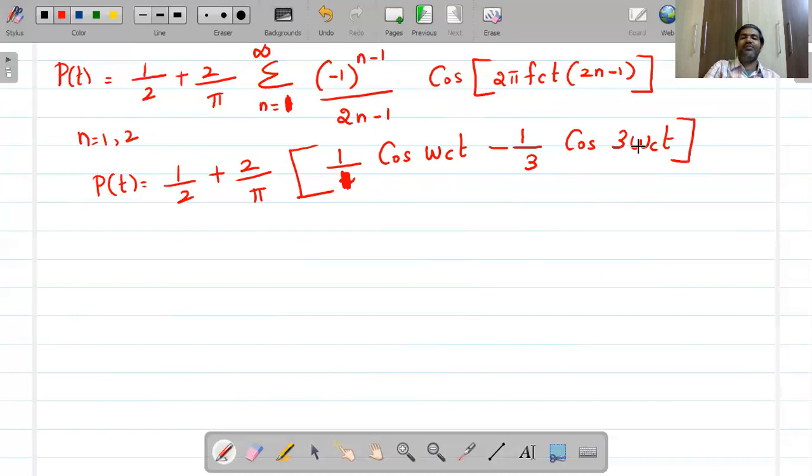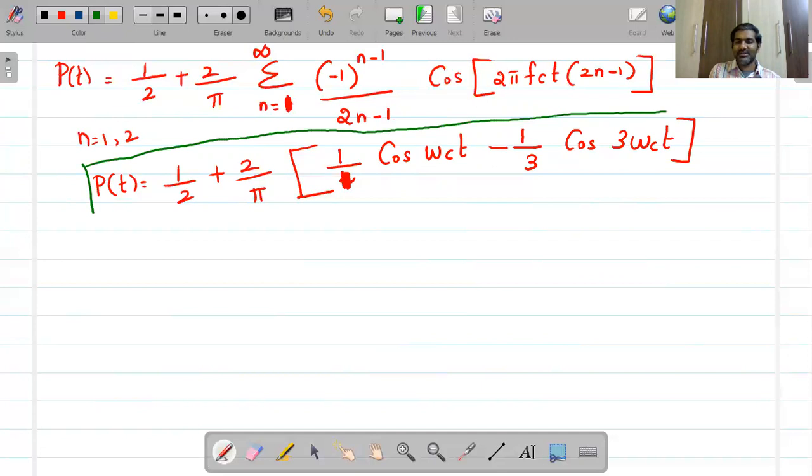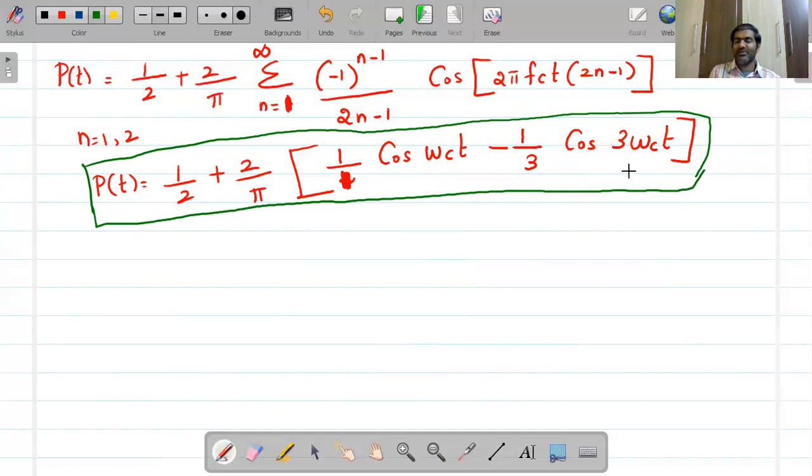Even if you're not able to remember the derivation, remember this expression at least. This is sufficient for the switching modulator, because deriving the Fourier series expansion of a square wave will be very cumbersome and very big. So remember this expression alone for your exam purpose. P of t is equal to 1 by 2 plus 2 by pi into 1 cos omega ct minus 1 by 3 cos 3 omega ct.